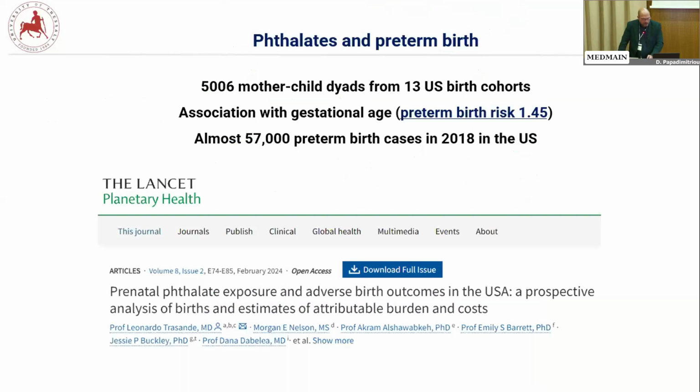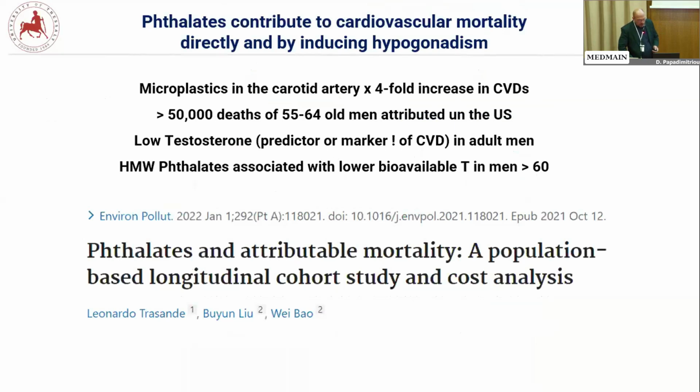What about preterm birth? We know that at least 57,000 preterm birth cases in 2018 were in the US. And we know, and it is proven, that preterm birth risk is increased by 1.45, so 45% higher, in those pregnant women who are found with phthalates in their blood. They contribute to cardiovascular mortality directly, as we said before, but also by inducing hypogonadism. So we spoke about microplastics in the carotid artery, and the other way is that they lower testosterone, and low testosterone is a predictor or a marker of cardiovascular disease in adult men. So phthalates are associated with a lower bioavailable testosterone in men over 60 years of age.